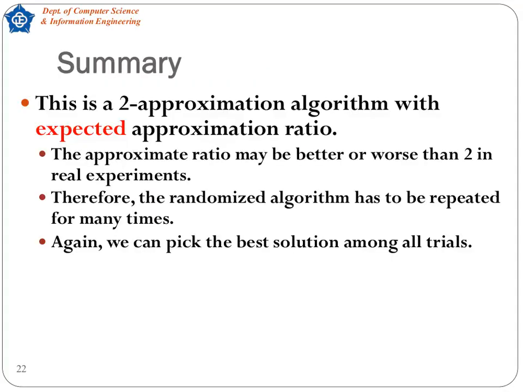So, to summarize our findings and truly understand this approach, we've demonstrated a two-approximation algorithm. Critically, it operates with an expected approximation ratio. However, it's really important to note that while the expected ratio is 2, the actual approximation ratio you observe in real experiments might be better, or indeed worse than 2. Therefore, in practice for a randomized algorithm like this, you'll want to repeat it many times. From those multiple trials, you can then confidently pick the best solution found.